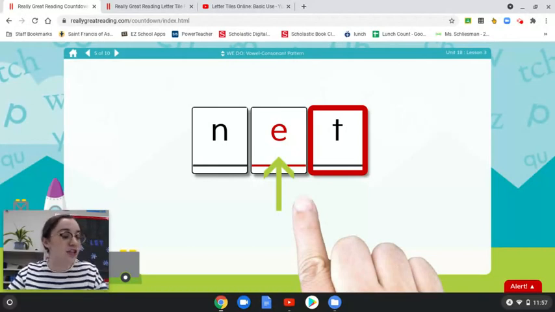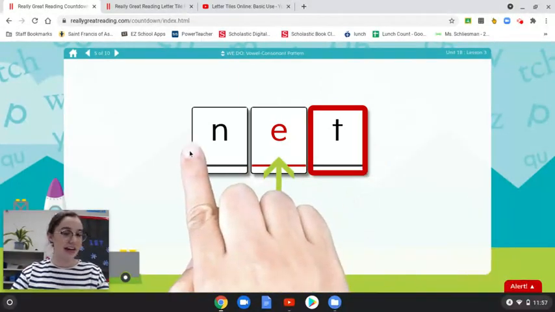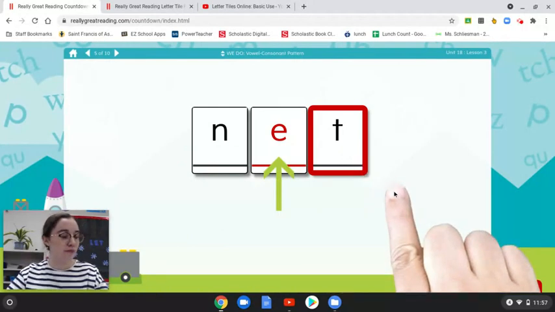So the E should say its short sound. What is the short E sound? Eh. So this word is net. Let's look for a few more words to see if they have the vowel consonant pattern.